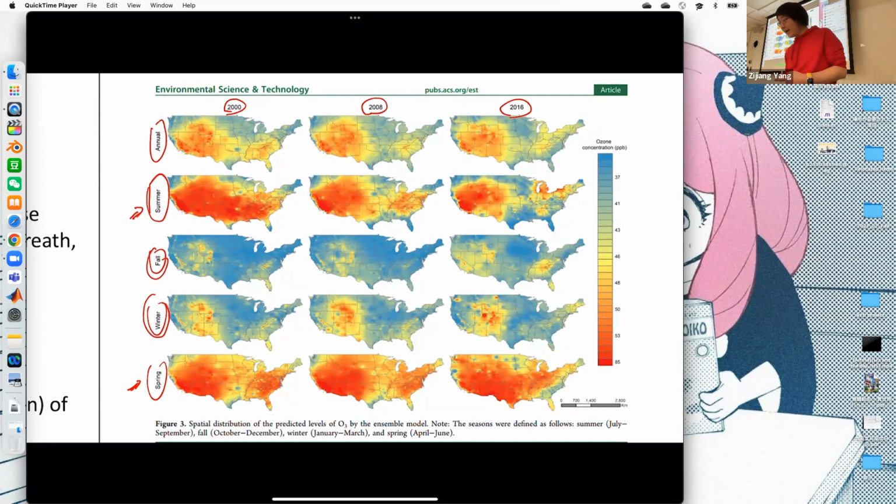I'm not sure why this happened. Maybe they discuss it in this paper. I haven't read this thoroughly, but if you are interested, you can just take a look at this paper.